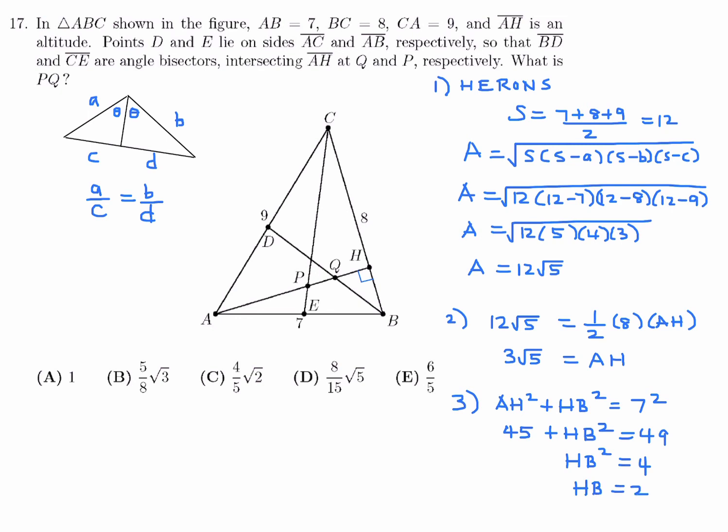So there we go. This is 2, and therefore from here to here will be 8 minus 2, which is 6. So I'll just put a 6 right there. All right, moving right along.